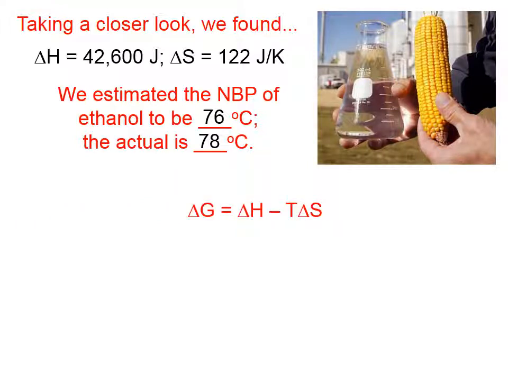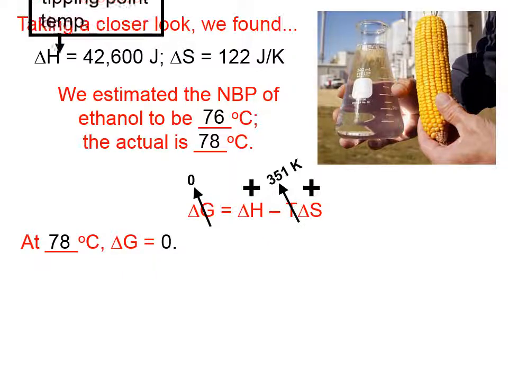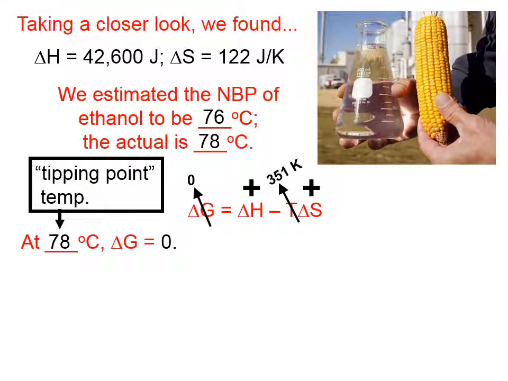So that's a pretty good estimate. Let's look at this Gibbs free energy equation again. We calculated in the upper left corner that delta H is a positive number. We also calculated that delta S was a positive number. And we have determined that at 78 degrees Celsius, we calculated 76, but 78, delta G is 0. In other words, going back to the equation in the middle of the screen, when that temperature is about 351 Kelvin, delta G is equal to 0. Now, this 78 degrees Celsius, or 351 Kelvin, I call that the tipping point temperature.